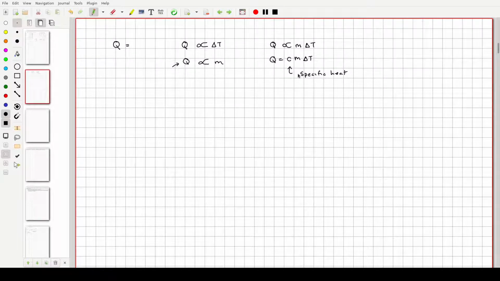So if you look at the units and you think of Q as being measured in joules, C is going to have units of joules per kilogram degree Celsius or Kelvin. It ends up being the same either way, and that's because Celsius and Kelvin use the same standard.